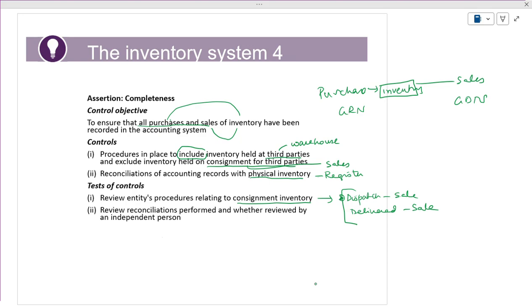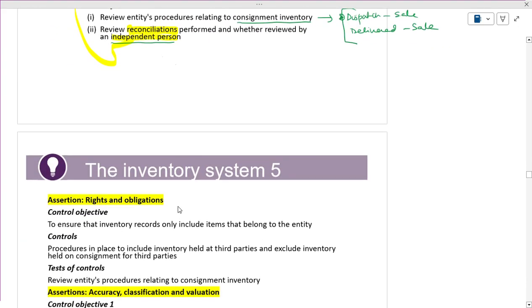Review reconciliations, whether reviewed by an independent person. The inventory clerk will do the reconciliation, that's not a big issue, but another person should review the reconciliation. Then only the completeness will come. Whenever you are talking about completeness, in all the cases, completeness comes with reconciliation.